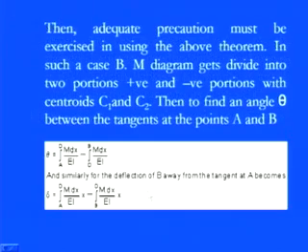So if this condition is there, then adequate precautions must be exercised in using the above theorem, because here there is an abrupt change in the area from positive to negative. In such a case the bending moment diagram gets divided into two portions, positive and negative, as shown in the previous diagram. Then we need to take the corresponding centroidal parts from the different references, like C1 for positive and C2 for negative, and then write the slope equation for different segments.